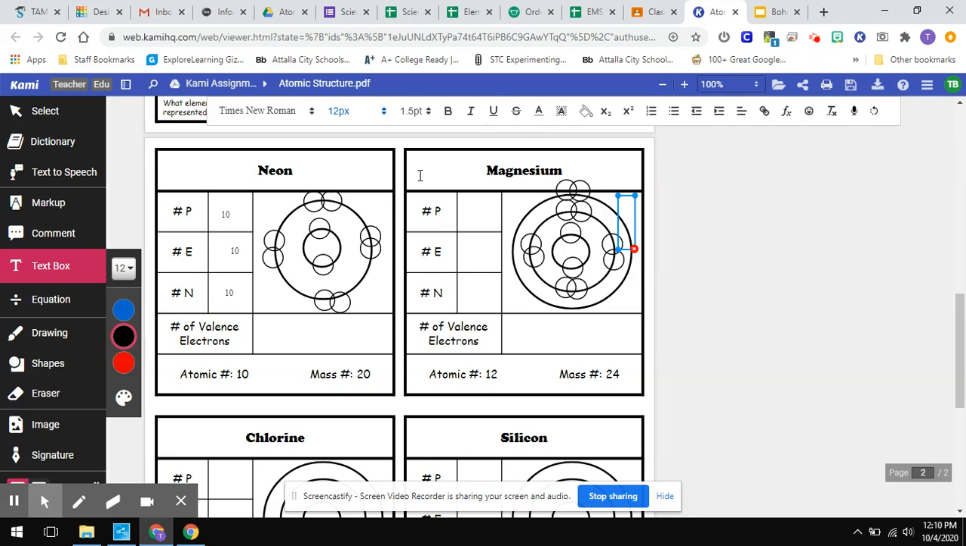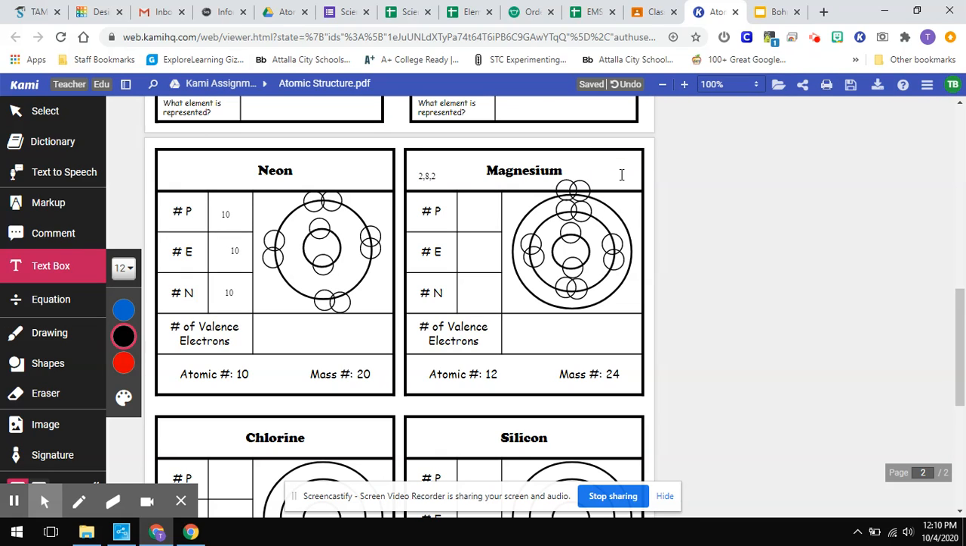Well, I probably should have put a text box somewhere else. I could put it right here and go 2, 8, 2. And that's what the electron configuration would be, because what you're doing is you're saying how many electrons are on each level, and it indicates how many levels it has. So it had 2 on its first level, 8 on its second level, and 2 on the third level.